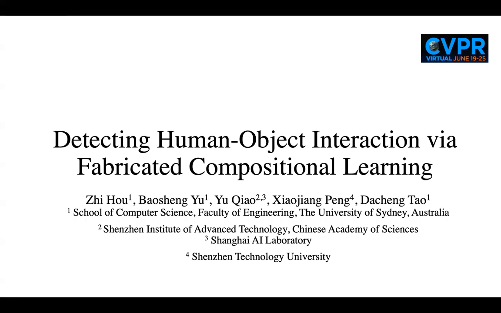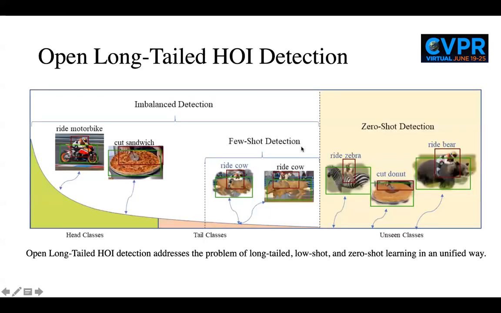I'll begin to introduce a known challenge, open long-tailed HOI detection. Open long-tailed HOI detection addresses the problem of imbalanced learning and few-shot learning, as well as zero-shot learning in a unified way.